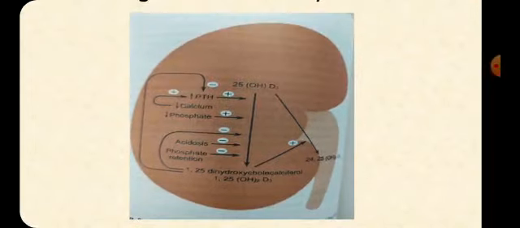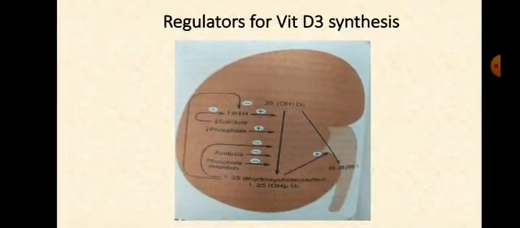So, these are the factors. There are certain other hormonal substances which stimulate vitamin D3 synthesis, like growth hormone, estrogen, and prolactin. They are also stimuli for vitamin D3 synthesis, whereas glucocorticoid and thyroxine inhibit formation of vitamin D3. So, these are the factors regulating vitamin D3 synthesis.